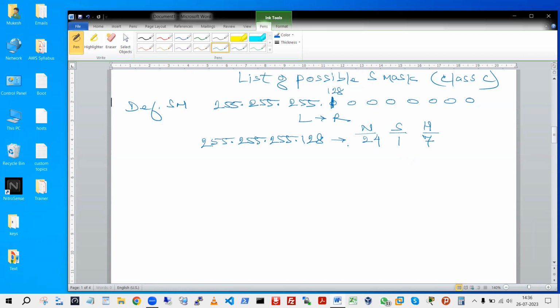And this mask can also be written like this: /25. This is another way of representing your mask value. /25 means that there are 25 ones in the mask out of 32, left to right. The rest are all zeros. How? 8 ones, 8 ones, 8 ones, 24 the default, and one more one that we borrowed. 25 left to right. Out of 32 there are 25 ones, and whatever remains is all zeros.